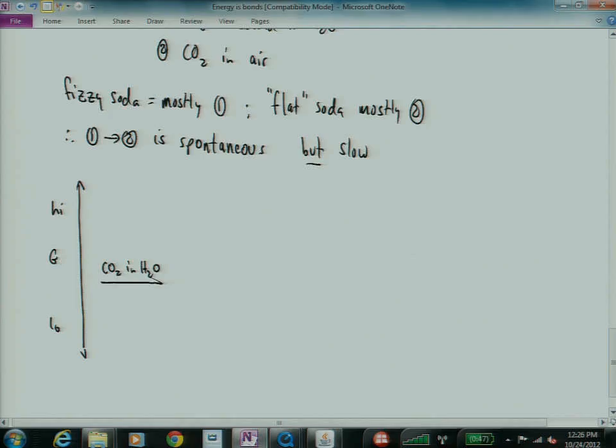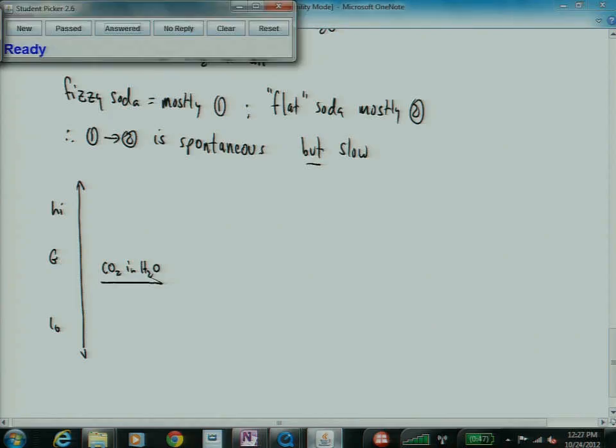So think about it. This is a quickie. Think about it. Talk to your neighbor. Where should I draw the line for carbon dioxide in the air? So state number 2. Based on what you know about delta G and the fact that it's spontaneous, how can you translate that into a diagram like this? I want to know, is it above, the same height, or below?